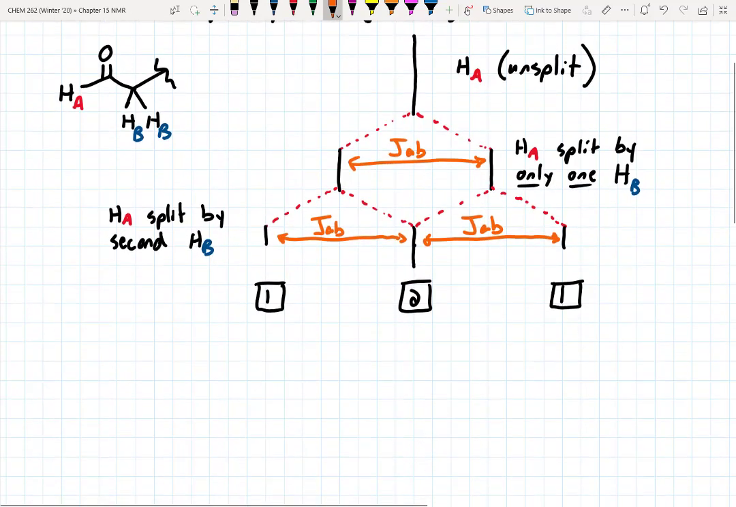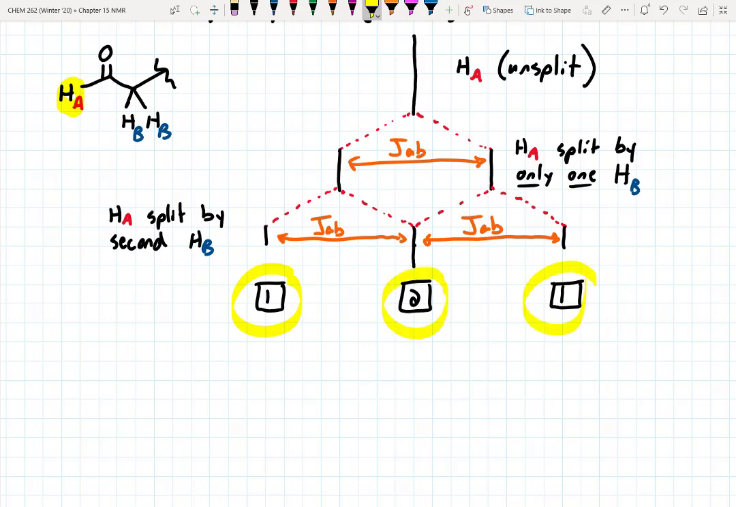All right, so we know that HA, this proton right here, is going to be split into what shape? What's its multiplicity going to be? Is it going to be a singlet, doublet, triplet? It's going to be a triplet, right? It's got two three-bond neighbors. And we said that the triplet down here is going to be in a 1:2:1 ratio. So let's imagine zooming into this peak really quick.